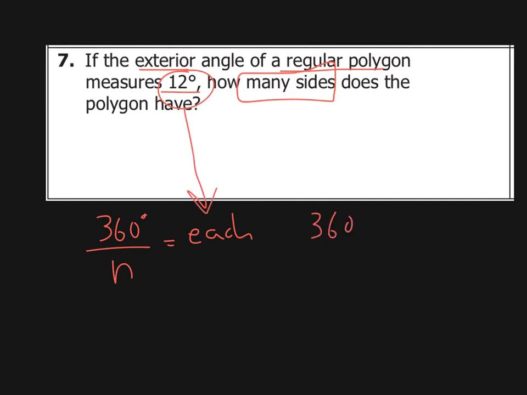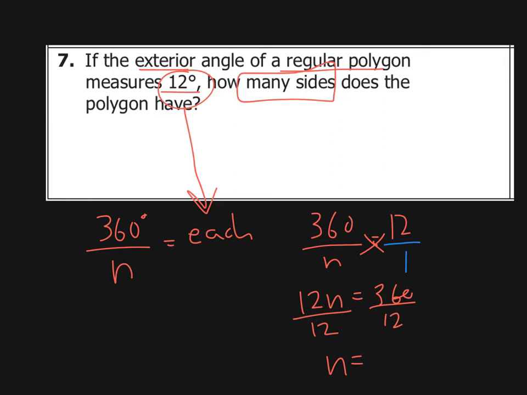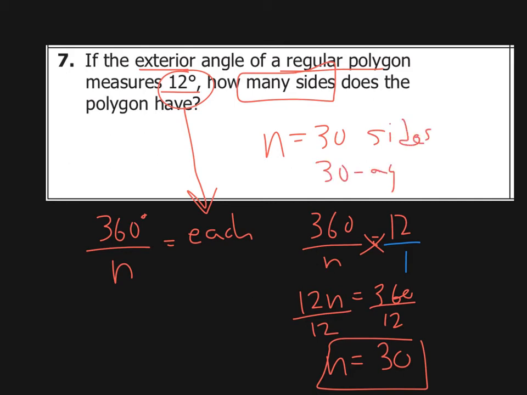So if 360 divided by n is equal to 12, then I do a little bit of fancy cross multiplication. And when I cross multiply, I'm going to get 12n is equal to 360. Divide by 12, divide by 12, n is equal to 30. So n is equal to 30, or 30 sides, or it's a 30-agon. That seems like a nice answer. How many sides does it have? 30. So that was number 5 and 7.